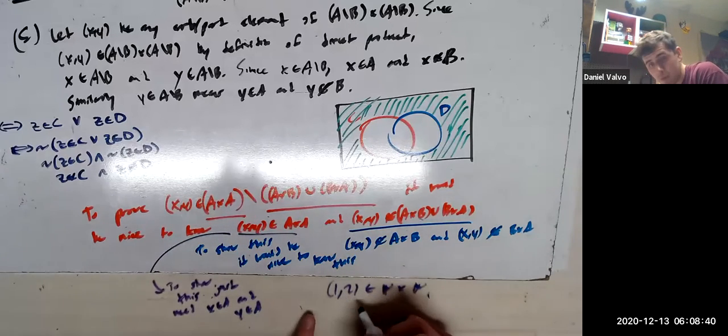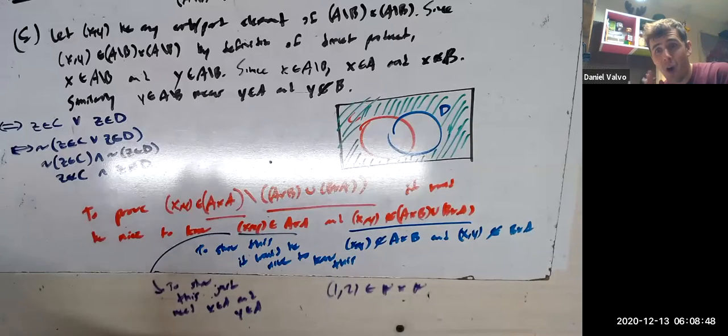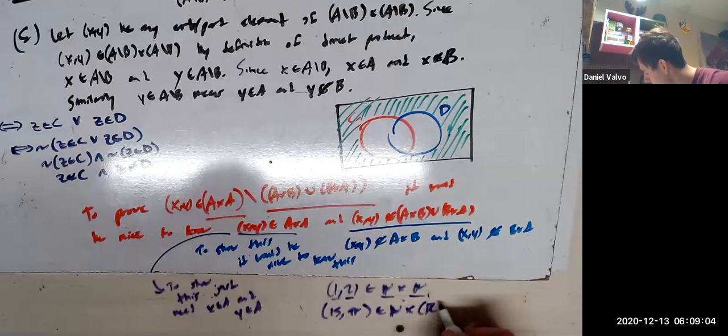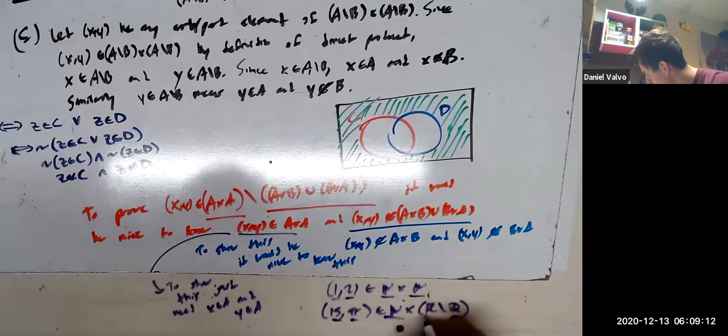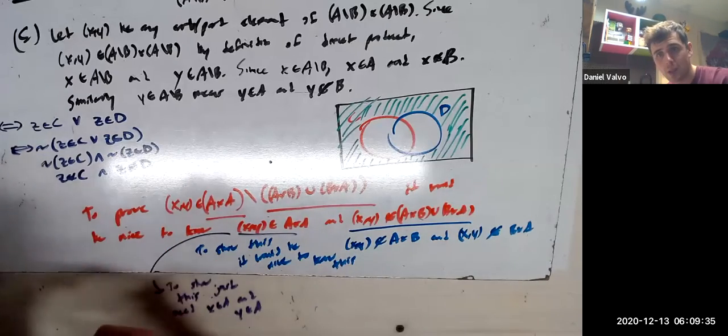So an element being in the natural numbers cross the natural numbers only means one thing. Forget everything else. All it means is the first coordinate is in the first set and the second coordinate is in the second set. That is it. So that's why, for example, (15, pi) is in the natural numbers cross the irrational numbers, because 15 is in the natural numbers and pi is in the irrational numbers. And it's also why, for example, (0.5, pi) is not in the naturals cross the irrationals, because 0.5 is not in the naturals. So the only thing it means to be in the direct product is that the first coordinate comes from the first set and the second coordinate comes from the second set.